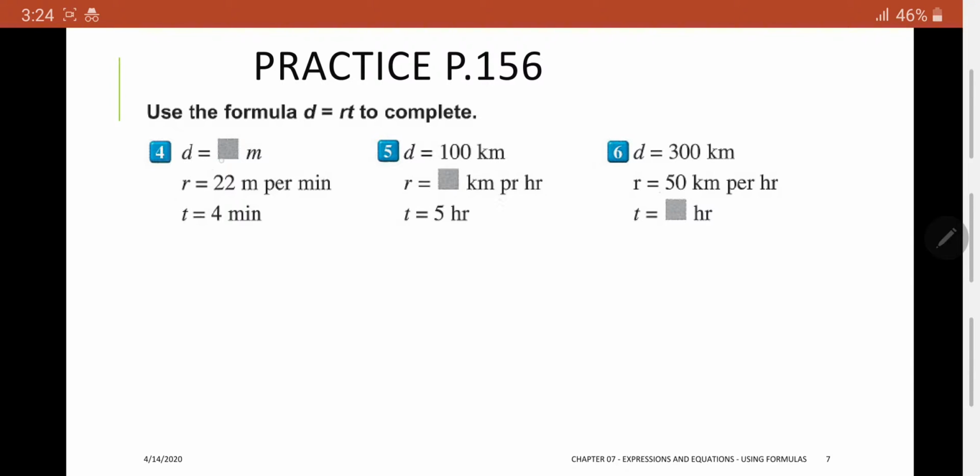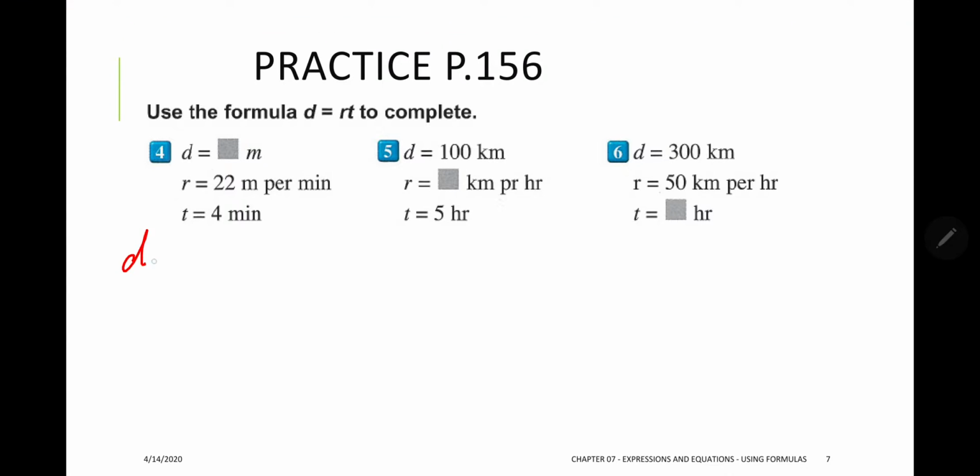First of all, we have D equal to something. We don't know what it is, but instead we have R is equal to 22 meters per minute and T is equal to 4 minutes. So right now we just need to substitute those values in their place. The equation is D is equal to R times T. So in place of R, just put 22, multiply, and in place of T, put 4.